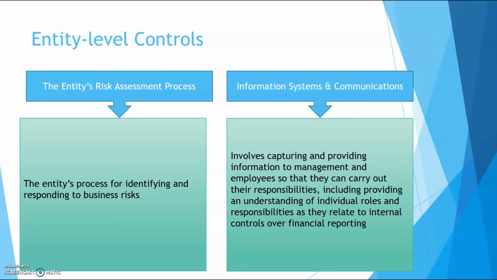The next area, the information systems and communications. So it involves capturing and providing information to management and employees so that they can carry out their responsibilities, including providing an understanding of individual roles and responsibilities as they relate to internal controls over financial reporting. Now that sounds like quite a wordy explanation, but essentially we've got to think of, does the IT system provide the structures for the control environment to operate effectively?